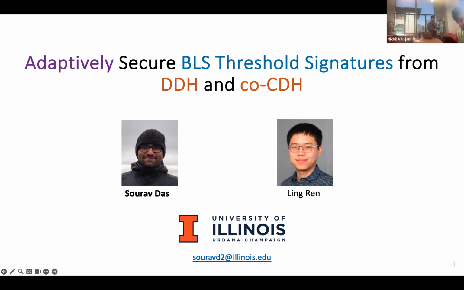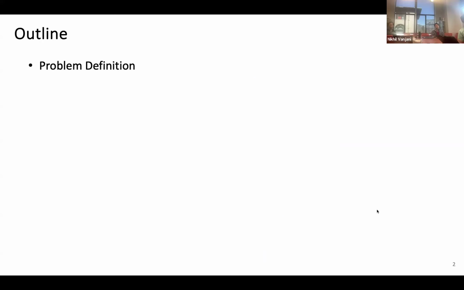Today I'll talk about one of our recent works to prove the adaptive security of BLS threshold signatures from standard assumptions, DDH and co-CDH. So let's get going. This is a much shorter talk, so feel free to interrupt and we can stop anytime. The parts are very modular.